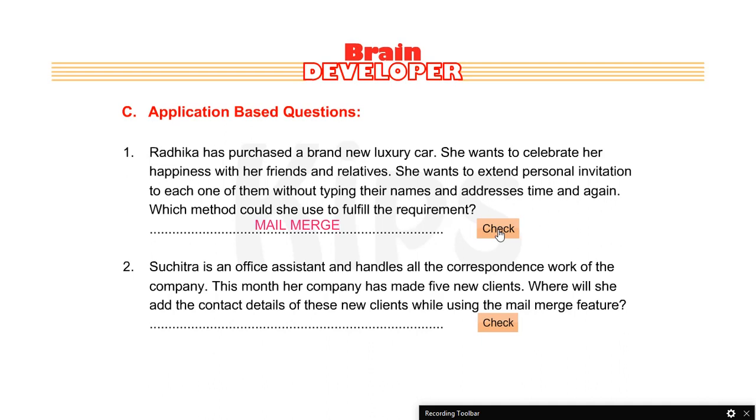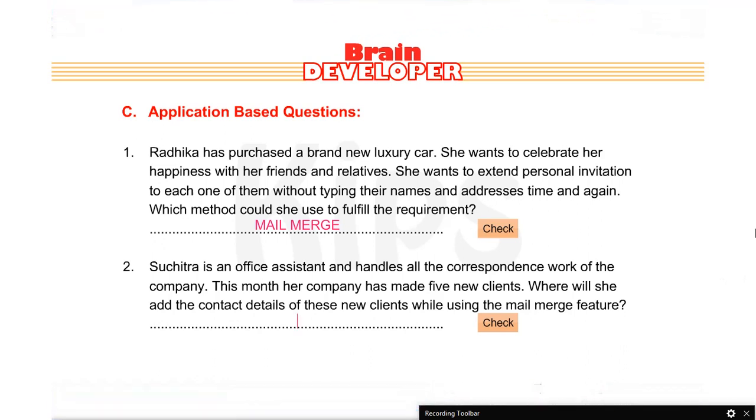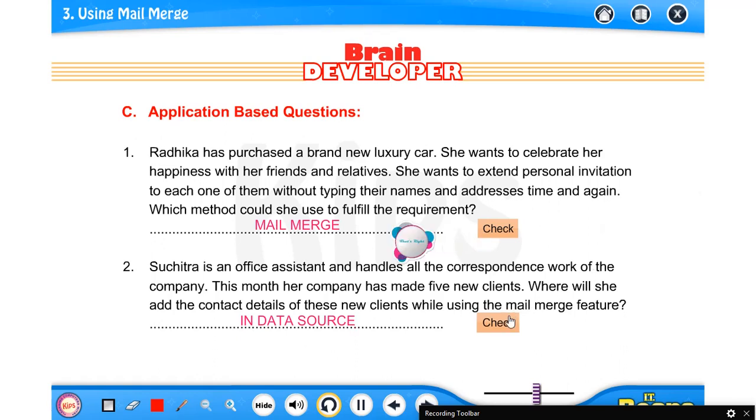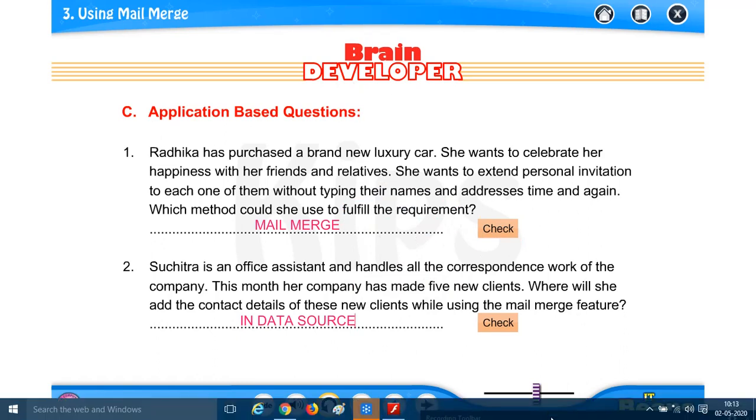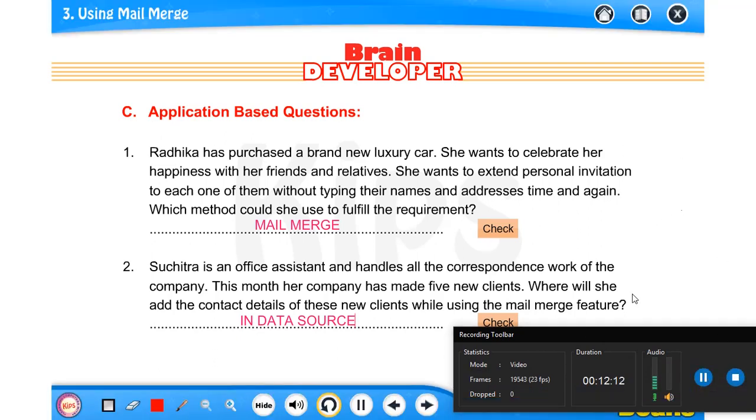What will come in it? Where will she add the recipients? So where are we adding the recipient names in mail merge? The correct answer is data source. So the correct answer of the second one is data source. She will add them in the data source. So this way our application based questions are completed.